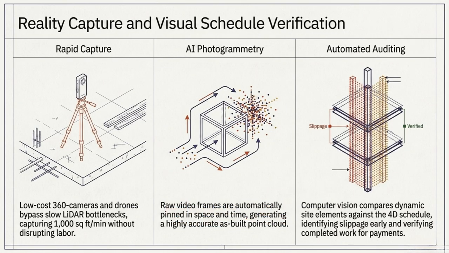Reality capture brings the physical site into the digital workflow. Low-cost 360 cameras and drones collect visual information quickly. AI photogrammetry turns raw images into a point cloud, which is a digital reconstruction of actual site conditions. Then, automated auditing compares that reality against the 4D schedule, which combines the model with time. This matters because teams can identify delays, confirm completed work, and reduce disputes before small problems become expensive surprises.